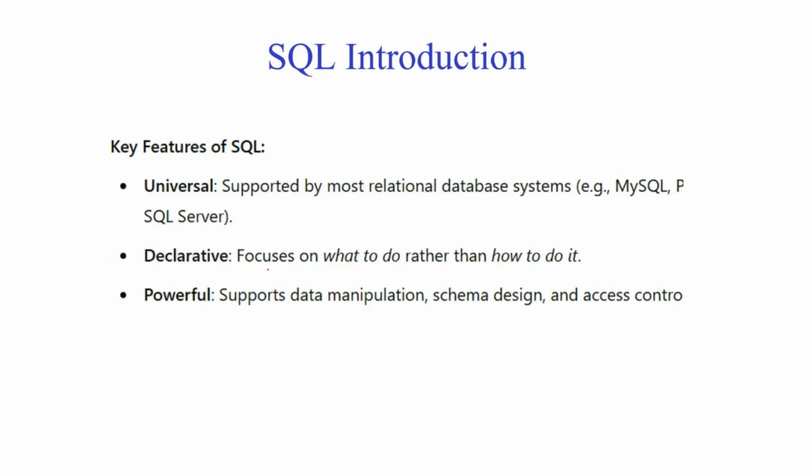Then there are some key features. One of the key features is that it is universal. Universal here means it is supported by most relational database systems. In the market, different database systems are there, especially relational database systems, and in all of them you will find SQL as a common and universal language. It is declarative. What is the meaning of declarative here? It focuses on what to do rather than how to do.